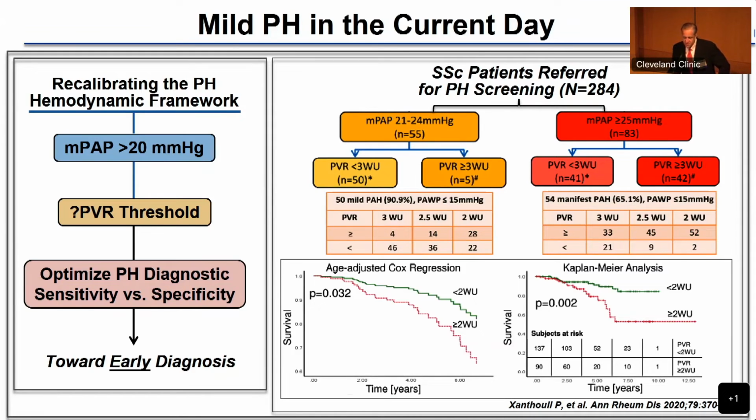But what they did observe is that a PVR threshold that they arbitrarily selected at 2 Wood units was sufficient to segregate out differences in outcome in the study cohort. And in addition, they also observed that if the PVR level was brought down to 2 Wood units, you would in turn capture a lot more patients than if you used a threshold of 3 Wood units. So we became very interested in that.